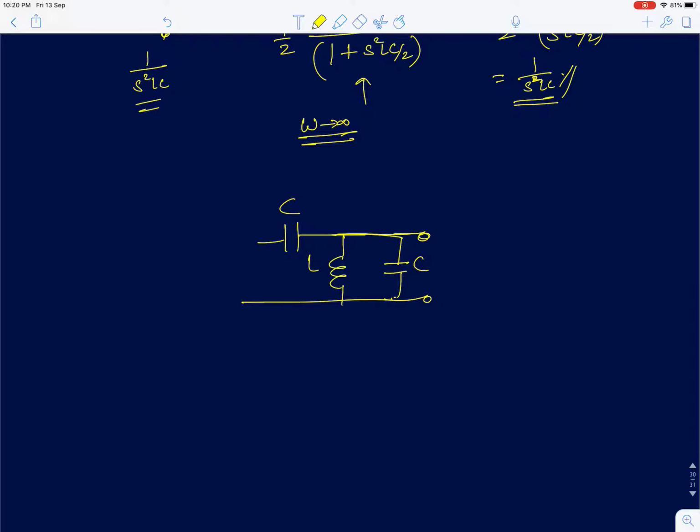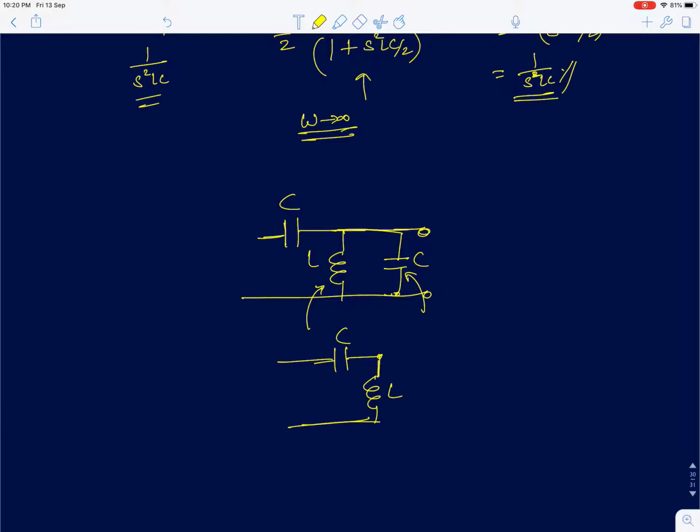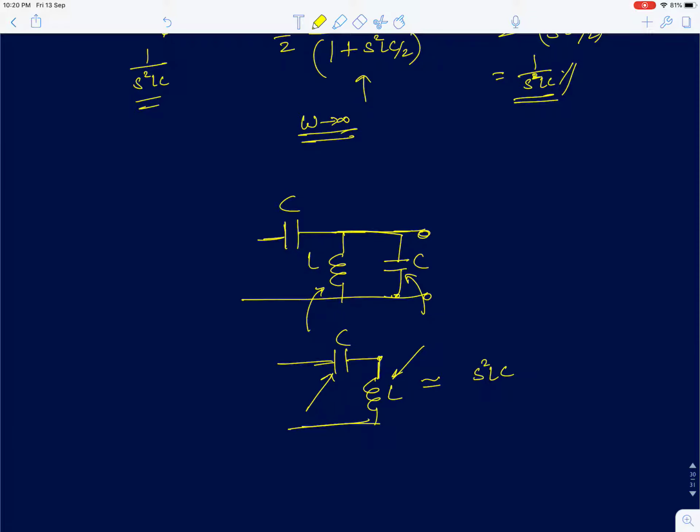Again, in this circuit we are supposed to write the transfer function. At low frequencies the circuit simply reduces to a capacitor and an inductor. Okay, so when two are in parallel, the smaller impedance will dominate. So this will simply reduce to a circuit of this type. So at very low frequencies, if you remember when we derived the high pass transfer function, the transfer function will be simply the ratio of this impedance, which is a very low impedance, and this impedance, which is a very high impedance. So it will be S square LC.